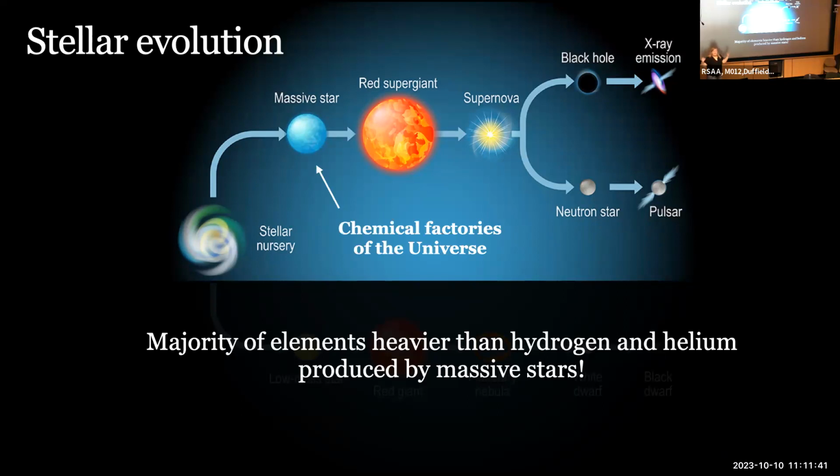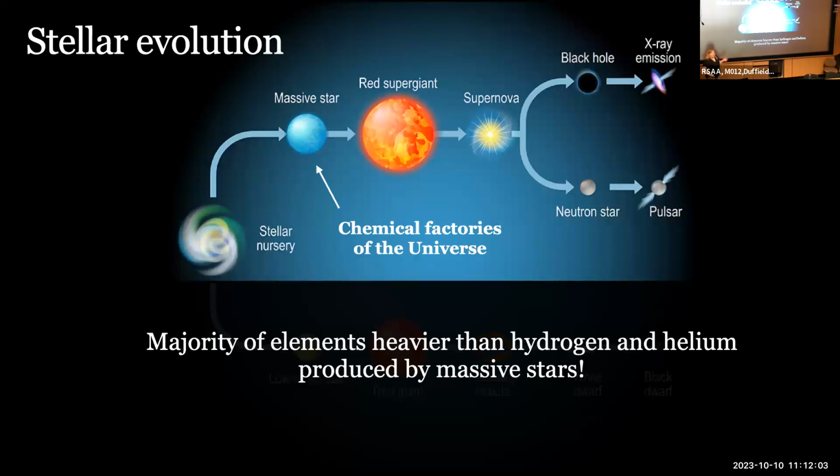Well, we also refer to them as the chemical factories of the universe. That's because during their lives and through their deaths, they're responsible for producing the majority of elements that are heavier than hydrogen and helium. So if you want to understand chemical evolution, massive stars are super important for this.